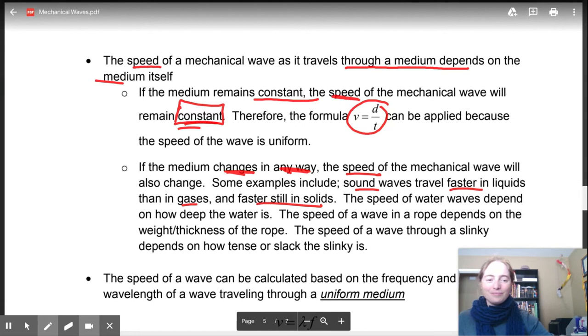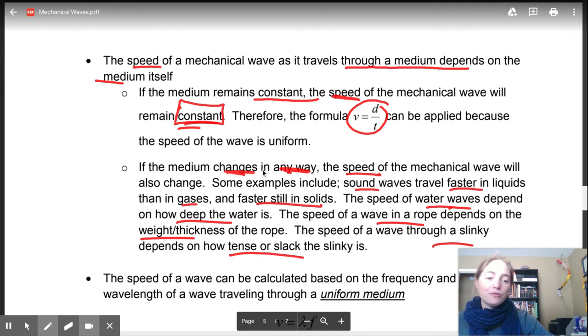I love that. So the speed of water waves will depend on how deep the water is. The speed of a wave when you're shaking a rope is going to depend on the weight or thickness of the rope. And the speed of a wave through a slinky is going to depend on how tense or how slack the slinky is. So the speed of a mechanical wave depends on the medium.